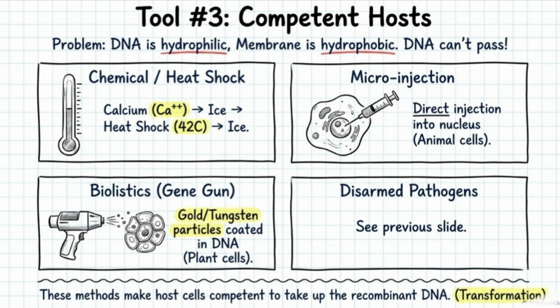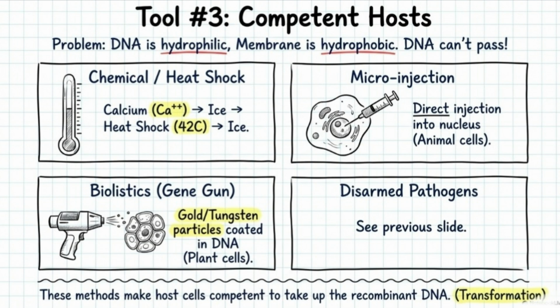Method 2. Microinjection. In this method, DNA is directly injected into the nucleus using a fine needle, mainly used for animal cells. Method 3. Biolistics, the gene gun. Here, gold or tungsten particles are coated with DNA. These particles are shot into the cells using a gene gun, mostly used for plant cells.